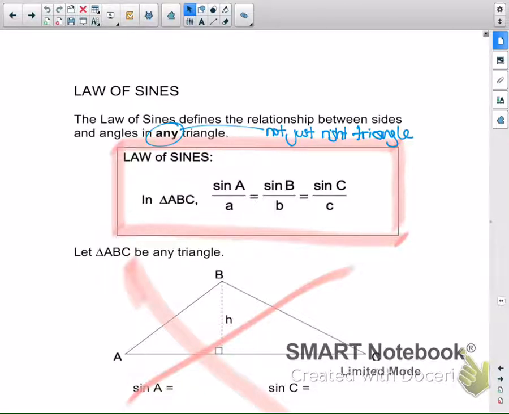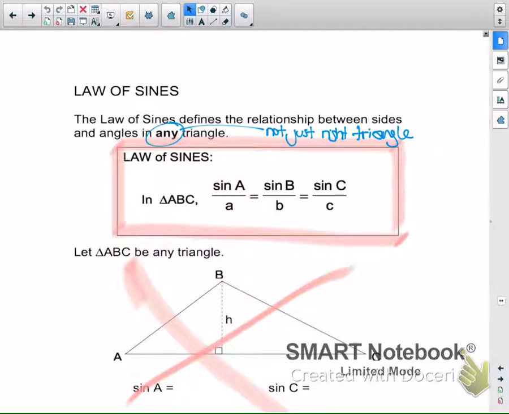Sine of angle A over its corresponding side A, sine of angle B over its side B, and so on. We're only going to use two parts of it at any time, though. You're going to use either angle A and angle B, or angle B and angle C, or A and C. Okay?